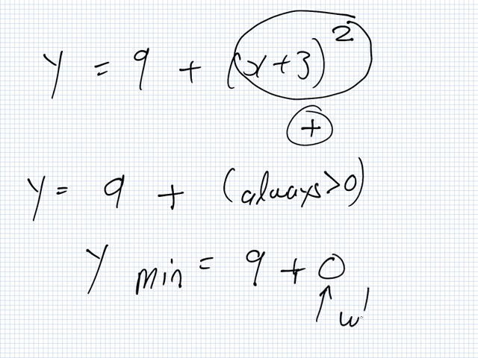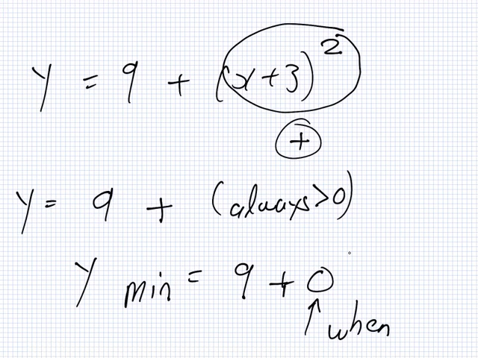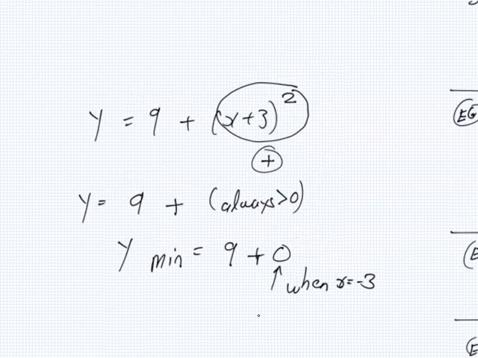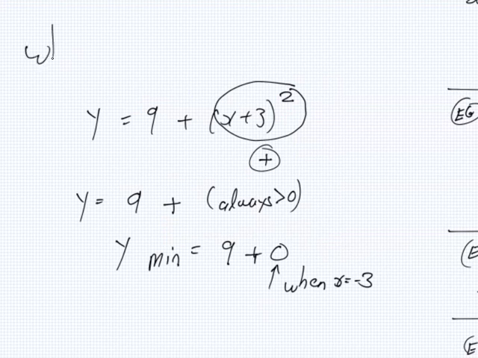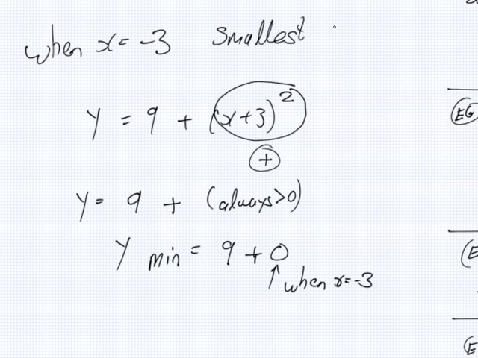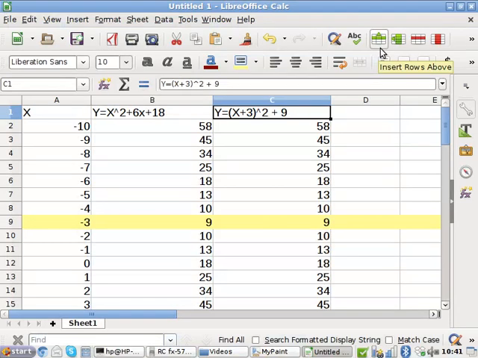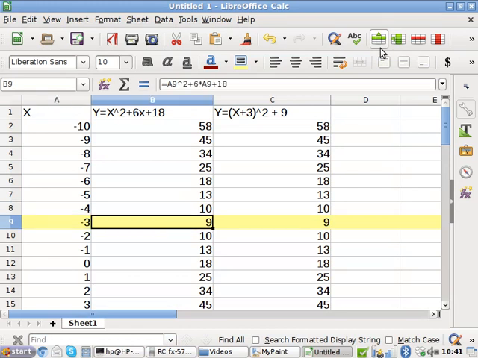And when is this 0? For what value of x? Yeah, this will be 0 when x equals minus 3. So when I look at this, what I can see is, okay, when x equals minus 3, the smallest value of y will happen, and that value is 9. So let's check my spreadsheet. So when x is minus 3, I get 9, the smallest possible value.